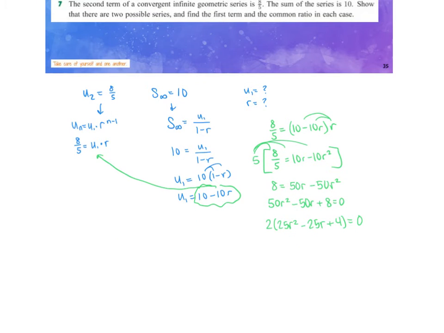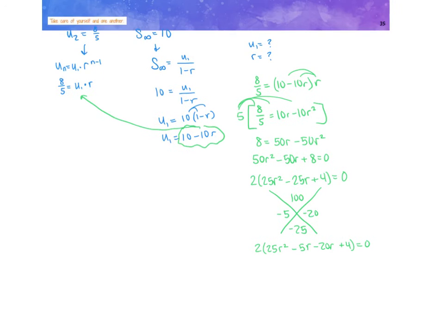So now I have to factor. What I do is I multiply a times c, which is 100, and I put b in the bottom. And we have to think what multiplies to 100 and adds to get negative 25, which would be negative 5 and negative 20. So then we have 2 times 25r squared minus 5r minus 20r plus 4 equals 0. I hope you remember factoring from 10th grade.